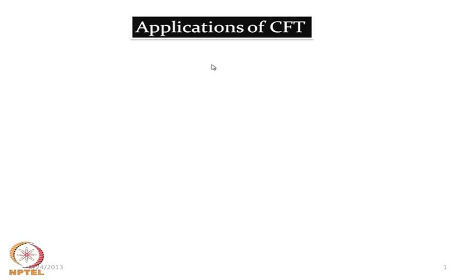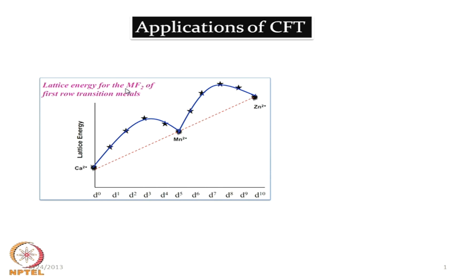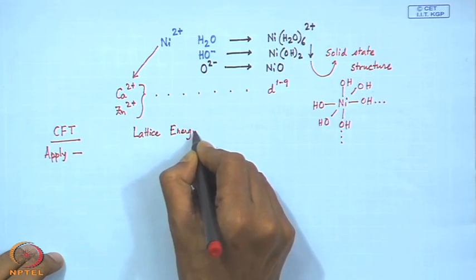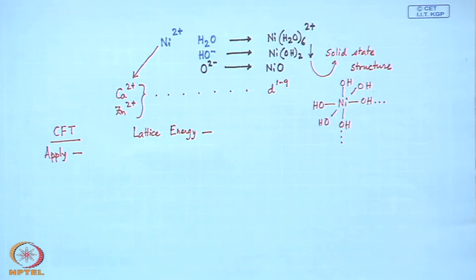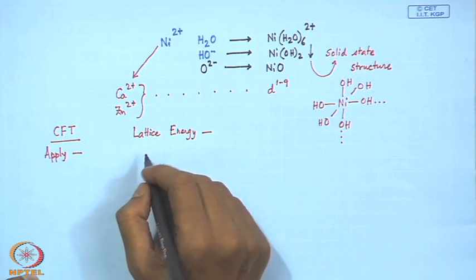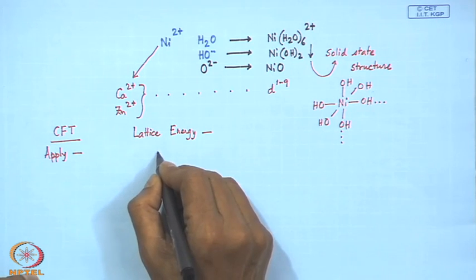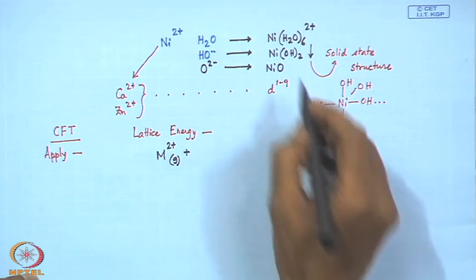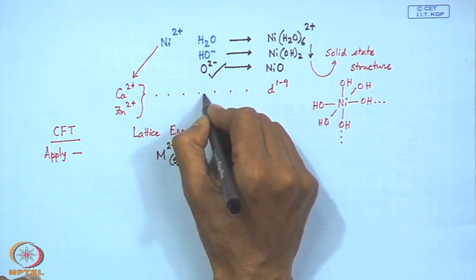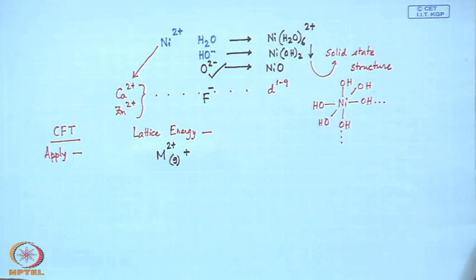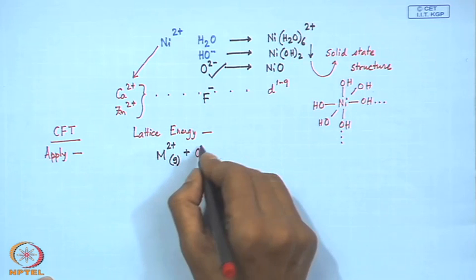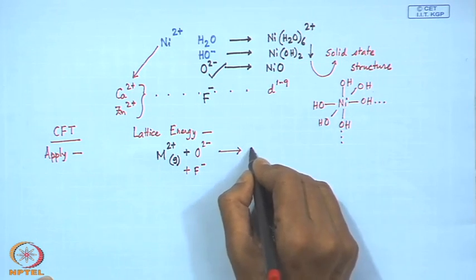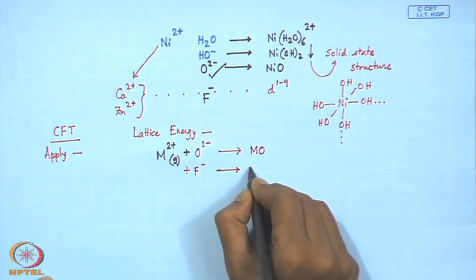So, the first example would be the corresponding lattice energy parameter. What we know is that we can calculate the lattice energy, and applying the Born-Haber cycle, we know how we can calculate the corresponding energy parameter in terms of the lattice formation. So, when this metal ion is present, say M2 plus in the gaseous state, with species like this oxide anion or, say, fluoride anion, when they react with these anions like O2 minus or F minus, they give rise to the formation of the corresponding oxide or the fluoride.